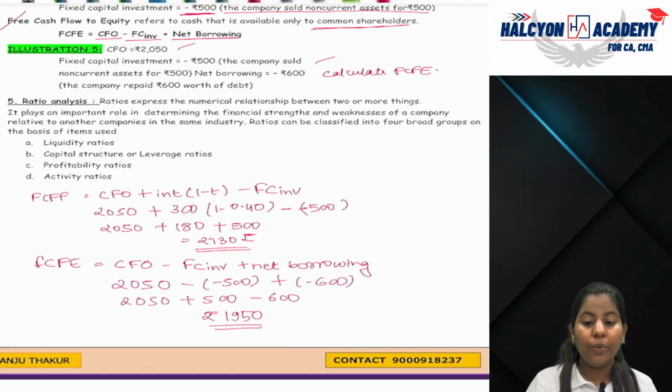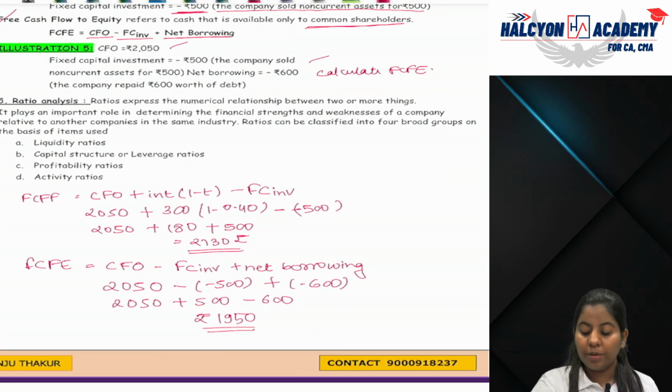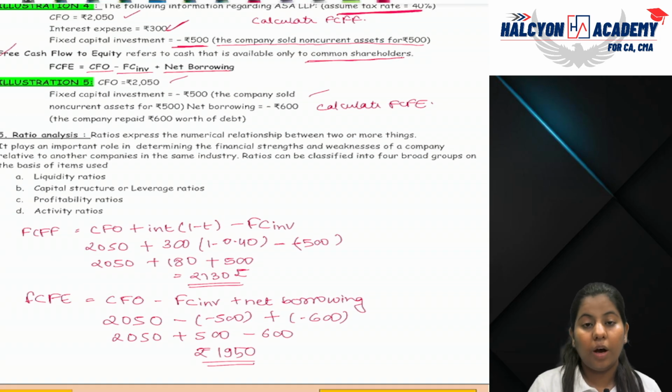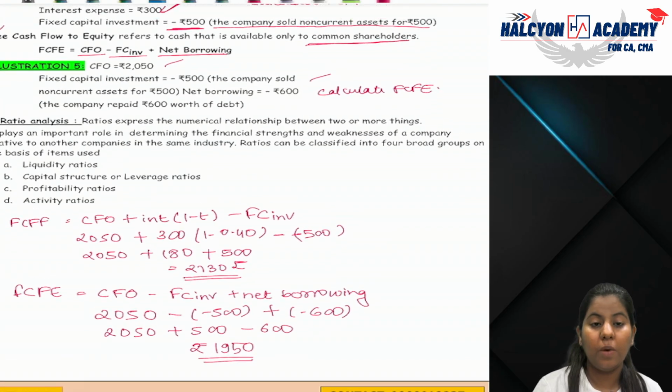So I hope you understood. I hope it is clear to you all. Very simple questions are given in the book. If it comes in an MCQ, it is for 2 marks.